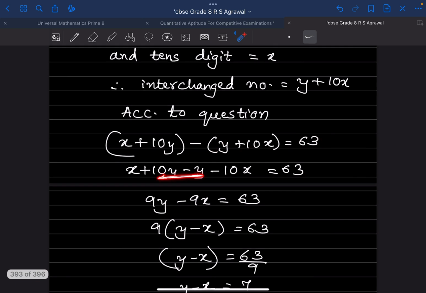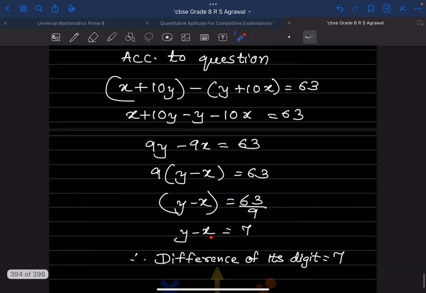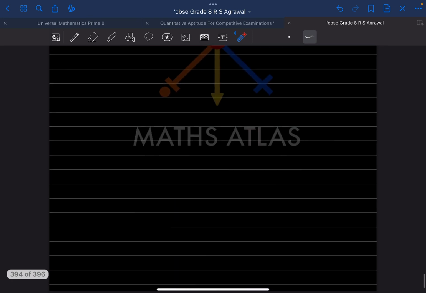So this is going to be 9y. When you solve this part, that is going to be minus 9x, that is 63. So 9 into y minus x is 63. So y minus x will be 63 divided by 9, and y minus x is going to be 7. So the difference of its digits is going to be 7.